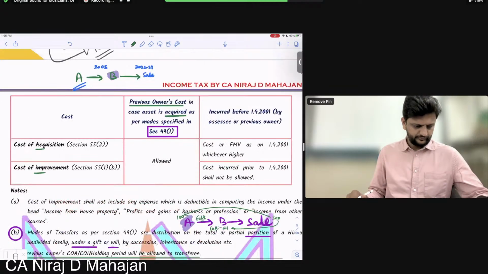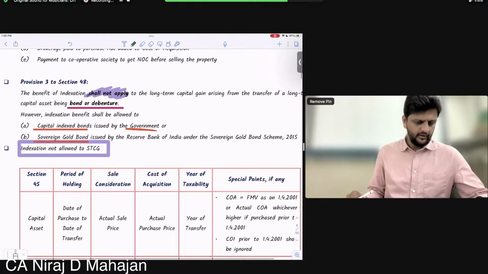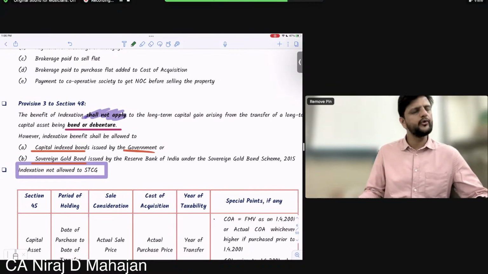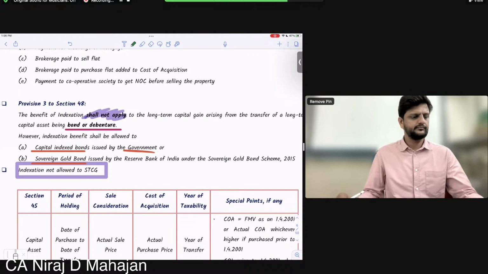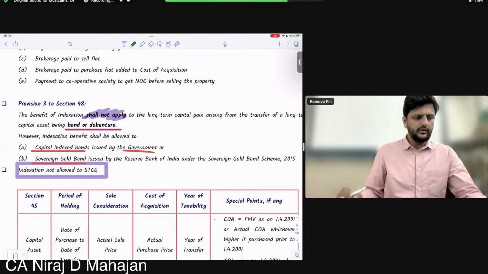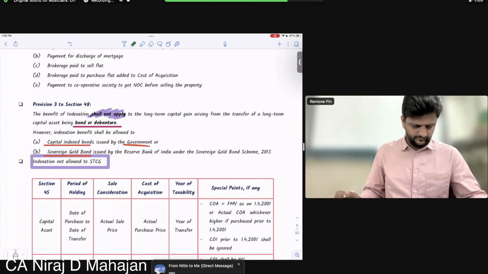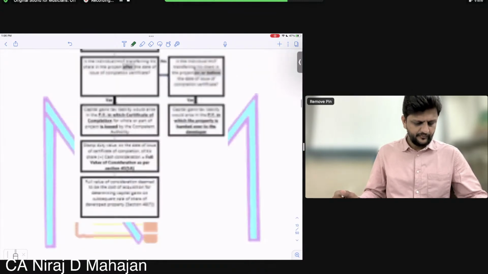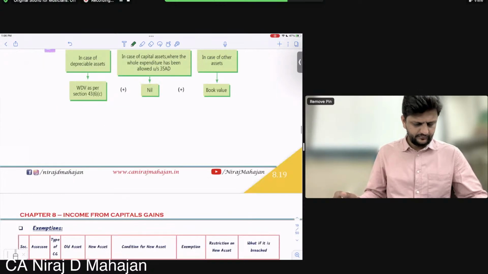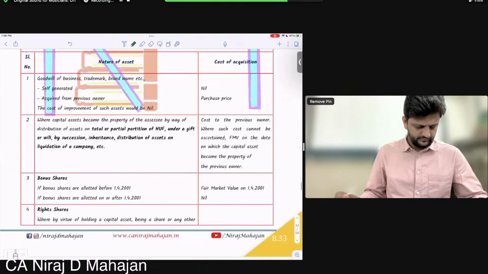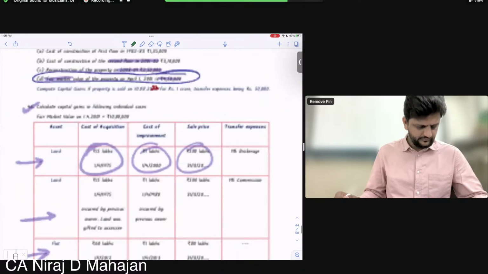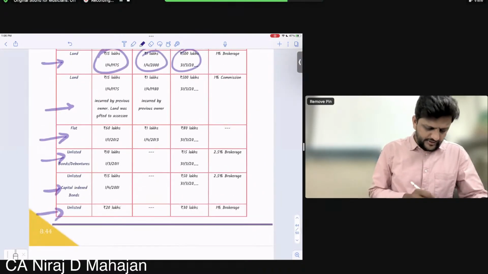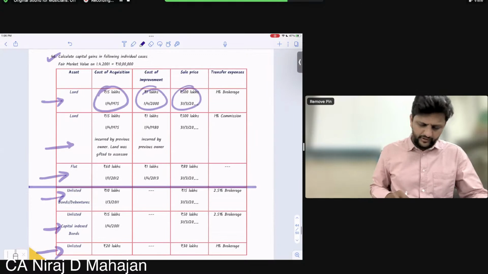Is this also clear? On which assets we have to do the indexation, on which asset not? Fine till here? Should I go ahead, all of you? Okay. Question 46. Ready? So we'll break the question into two parts. As the first three are the same, I'm doing the first three together. Ready? Quickly, let's go.